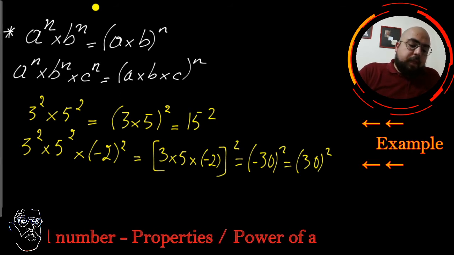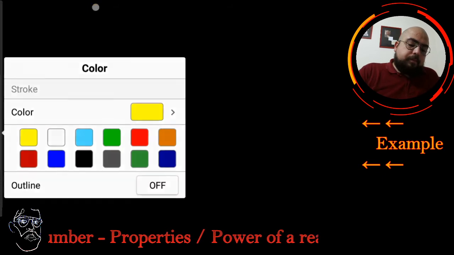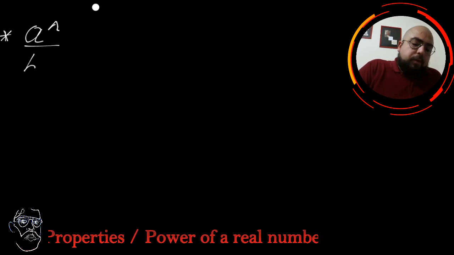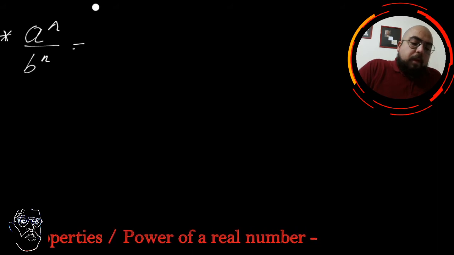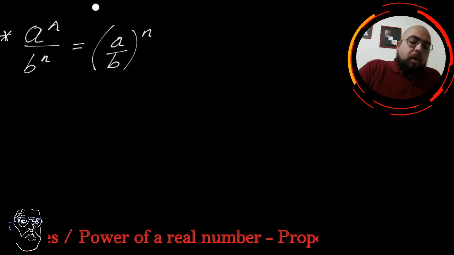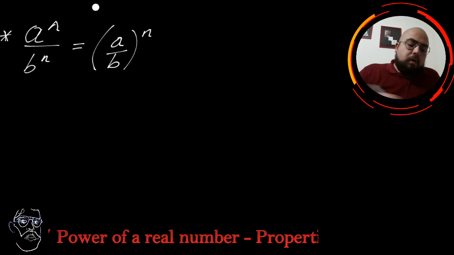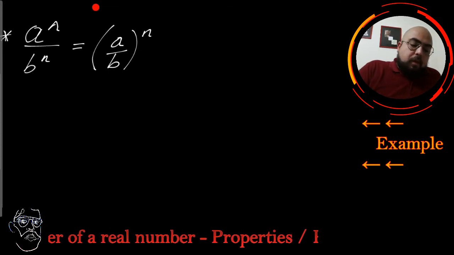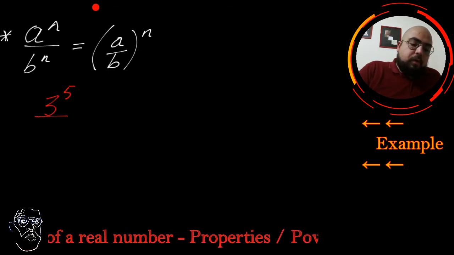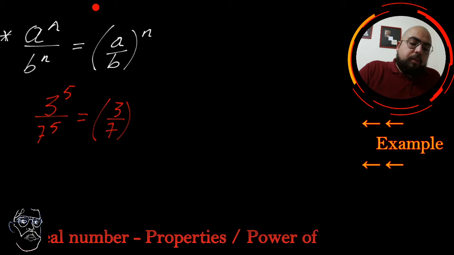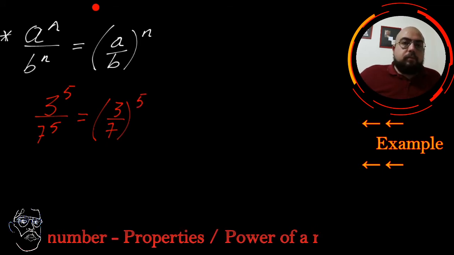Now, what about the second one? We have a to the power of n over b to the power of n. It can be written as a over b, the whole fraction, to the power of n. A simple example: whenever you have, let's say, 3 to the power of 5 over 7 to the power of 5, you can write it down as 3 over 7 to the power of 5. Alright?